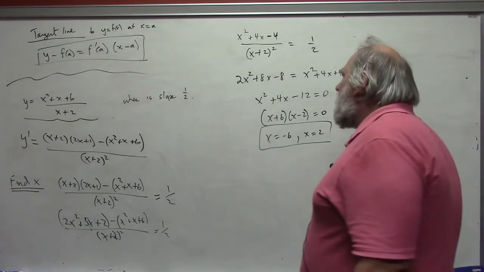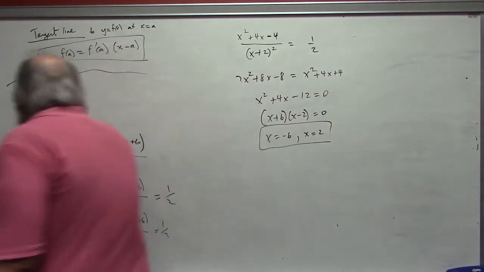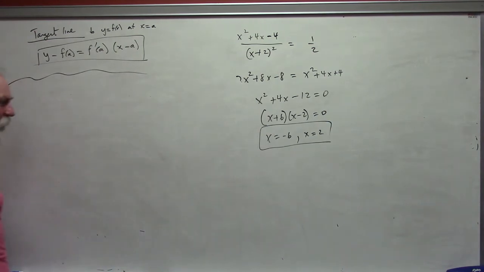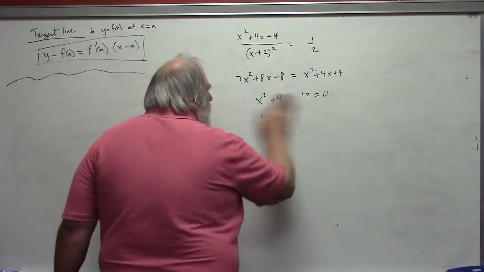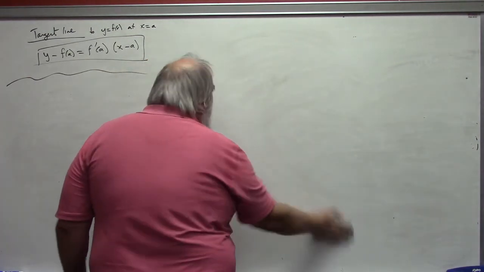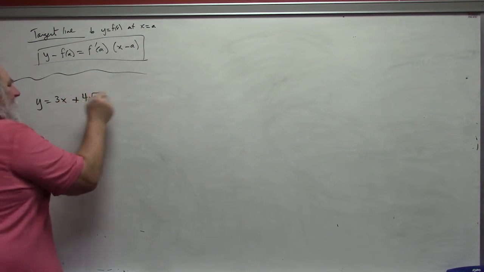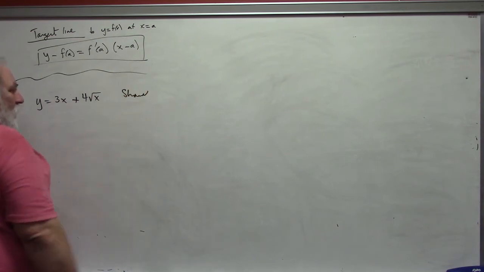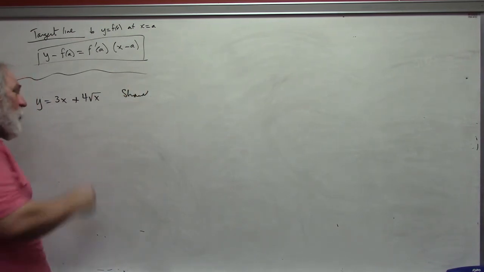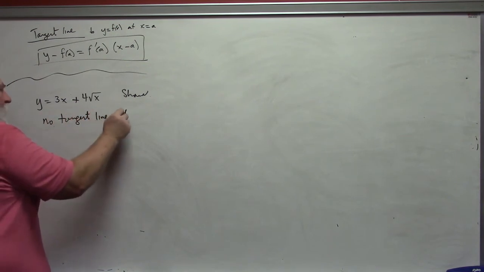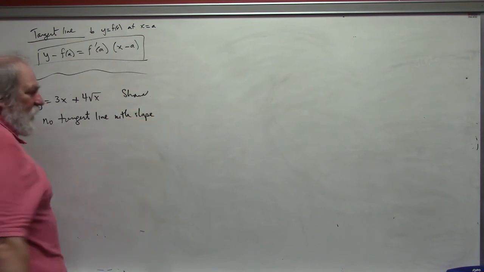Let's eliminate this example. And let's suppose I want to show that some particular value cannot occur for a derivative. Suppose I have y is equal to 3x plus 4 square roots of x, and I want to show that there is no tangent line with slope 1.